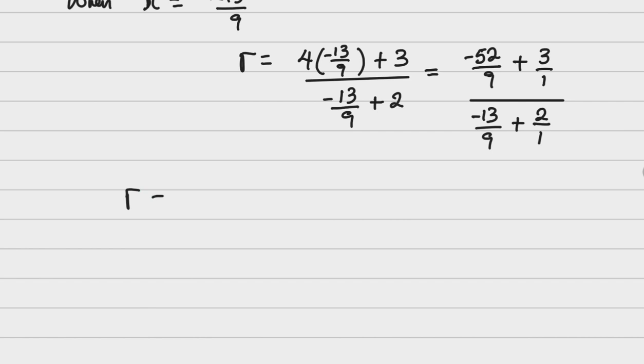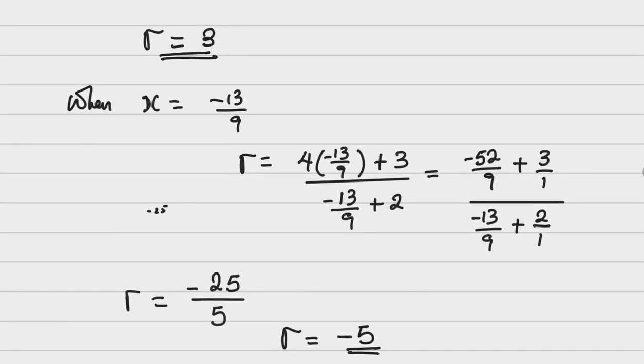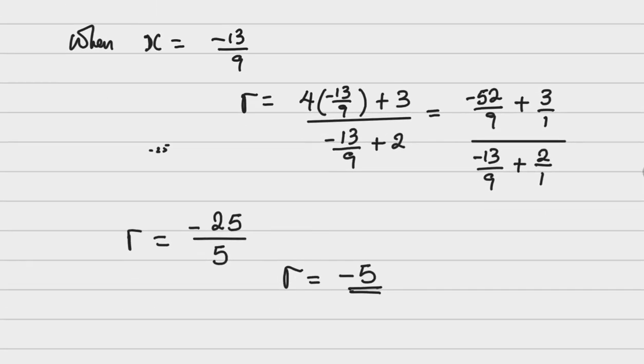Now I'm handling this. R will now be equal to minus 25 on top, then the denominator is going to be 5. So in this case, my r is equal to minus 5. So we have two different r's here. We have r that is equal to 3, then we have r that is equal to minus 5.